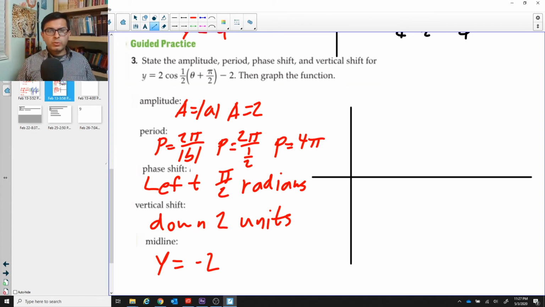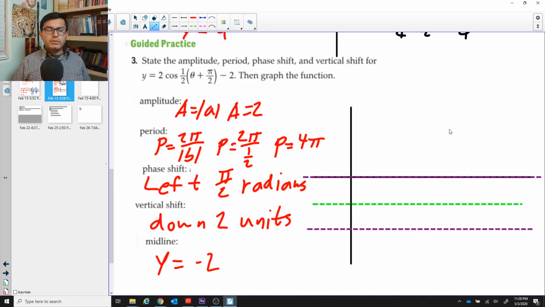First things first, we're going to graph our midline, which in this case is at y equals -2. So let's do that. Now our amplitude tells us where the top and the bottom are going to be. And in this case, our amplitude is 2. So we're going to go 2 above and 2 below. Now we need to see, where does this start? In this case, our phase shift was left pi over 2 radians, which means we're going to start at -pi over 2.